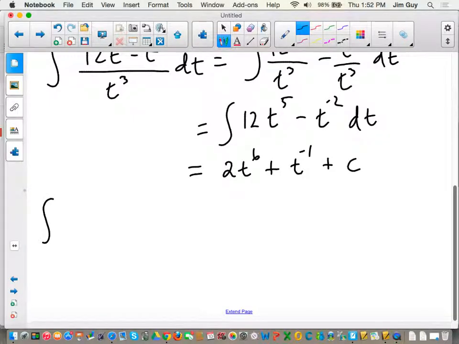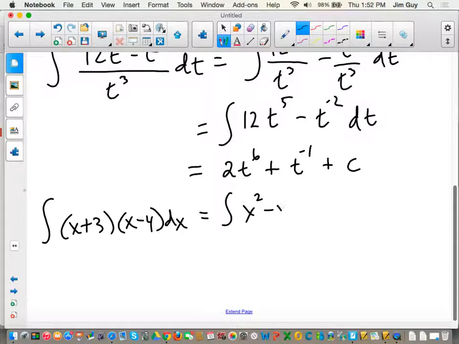Here's another one that throws people off. So like I just said, at this point there isn't any product rule at all. So if you had something where you multiply two things together, you would just go ahead and multiply that binomial together. You get x squared minus x minus 12. And then you would use the power rule. So you get 1/3 x cubed minus 1/2 x squared minus 12x plus c.